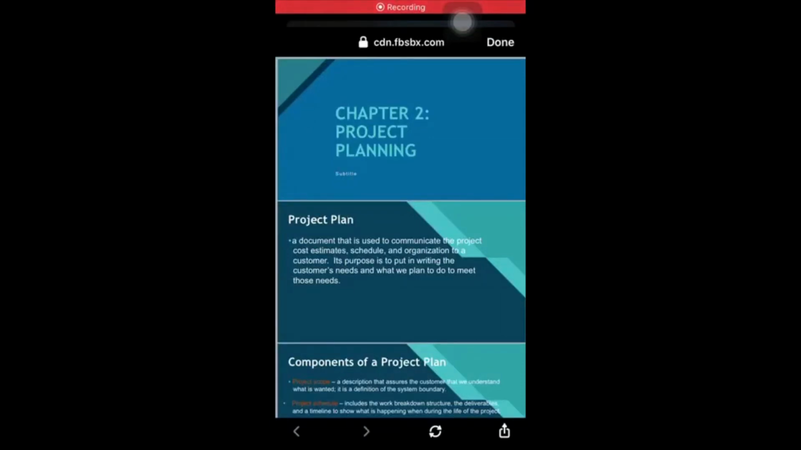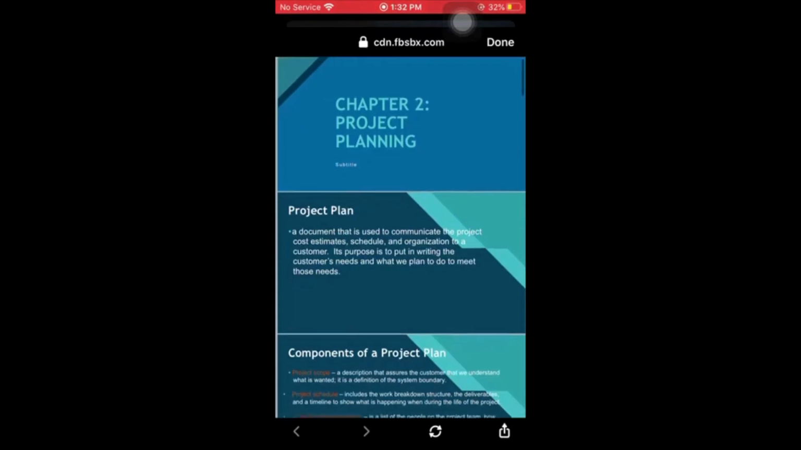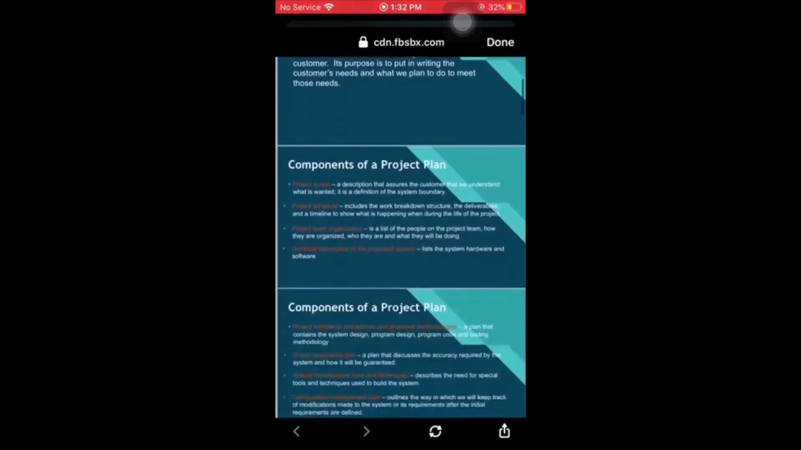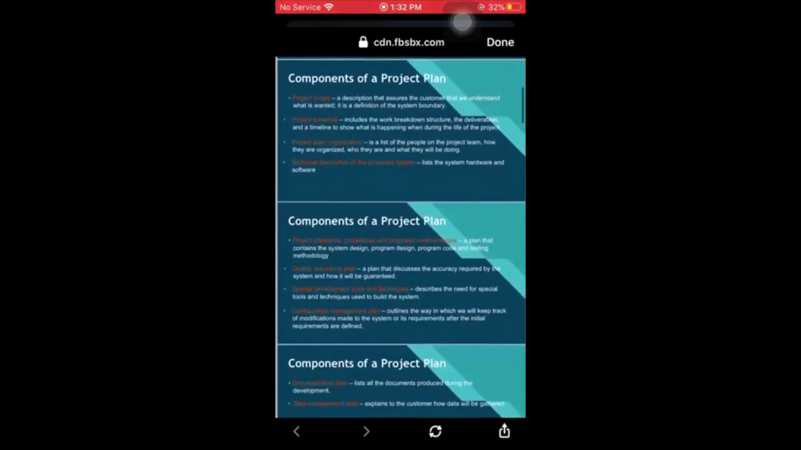Chapter 2: Project Planning. Project Plan: a document that is used to communicate the project, cost estimates, schedule, and organization to a customer. Its purpose is to put in writing the customer needs and what we plan to do to meet those needs.